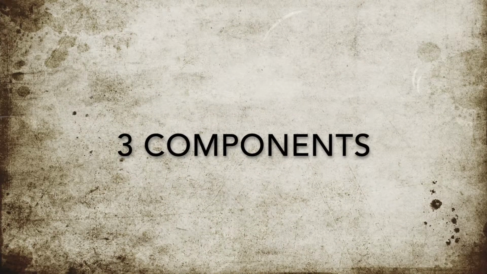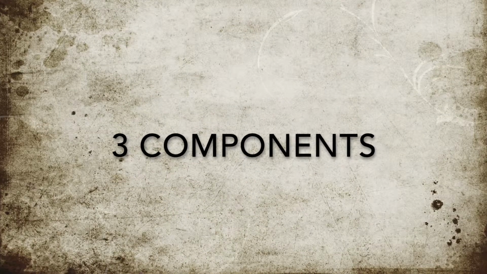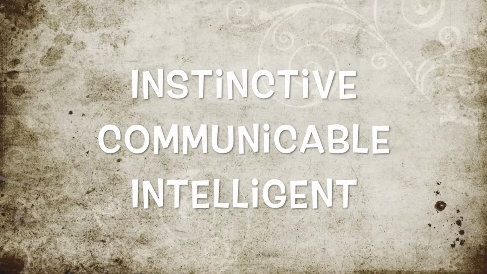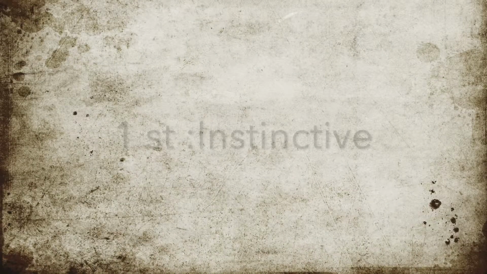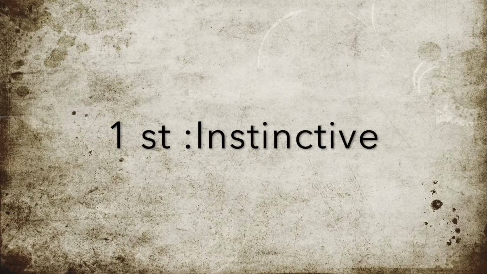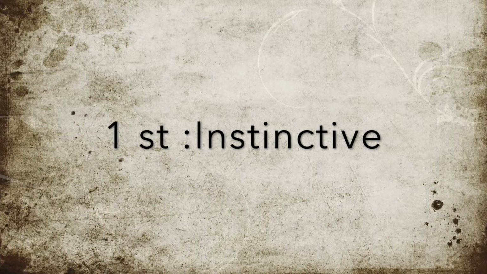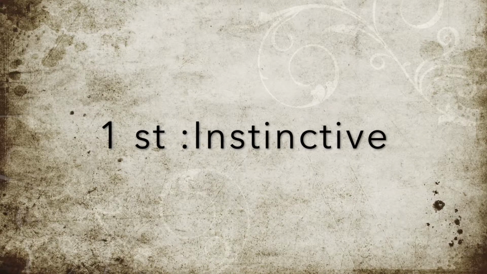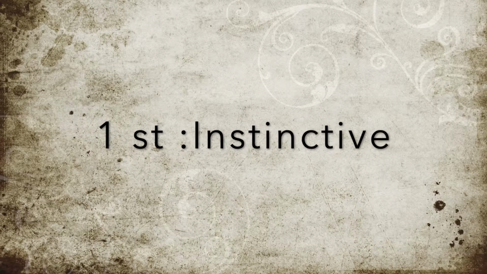In order to analyze the film, we separated the creatures into three components, which are the instinctive, the communicable, and the intelligence. For the instinctive group, the creatures will mostly be faceless or emotionless. They will move, act, or behave instinctively. The main goal of them is to survive and reproduce their species.